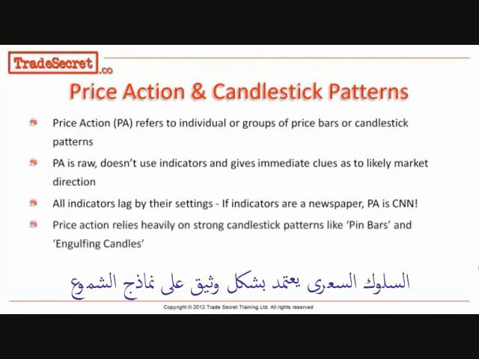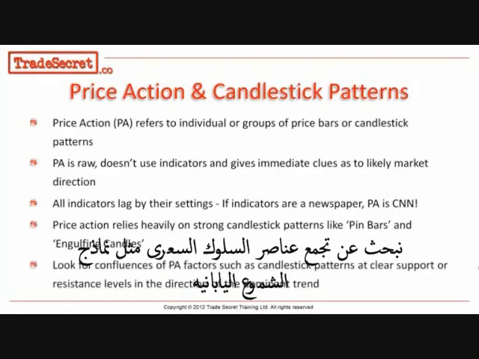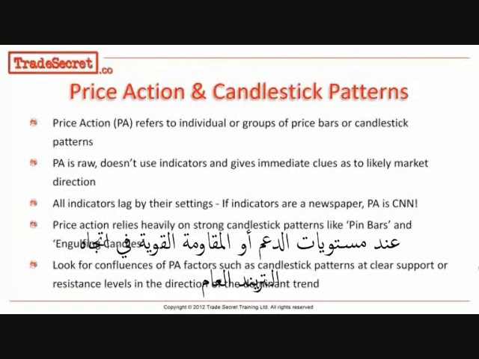Price action relies heavily on strong candlestick patterns like pin bars and engulfing candles. Look for confluences of price action factors such as candlestick patterns at clear support or resistance levels in the direction of the dominant trend.